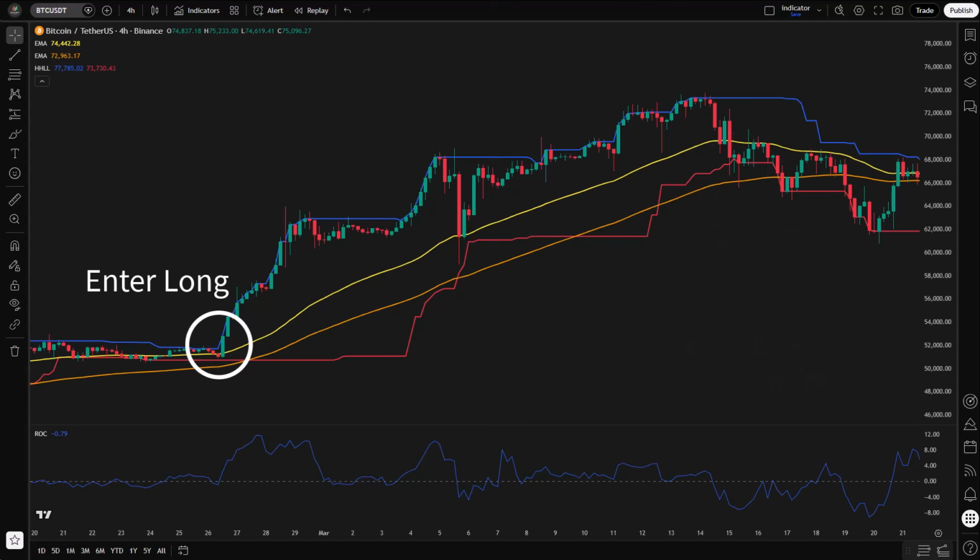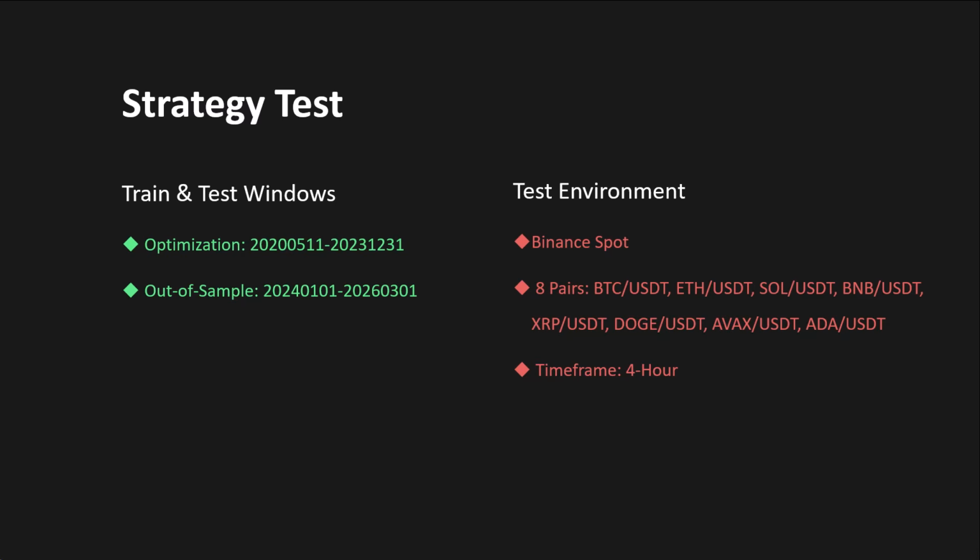The second exit is a hard percentage stop loss. After optimization, we landed on about 10% below entry. That's our emergency parachute. Most of the time, the trailing exit does the work. But when the market gaps or a flash crash hits at 3 in the morning, the hard stop is there to cap the damage. Now here's where it gets interesting.